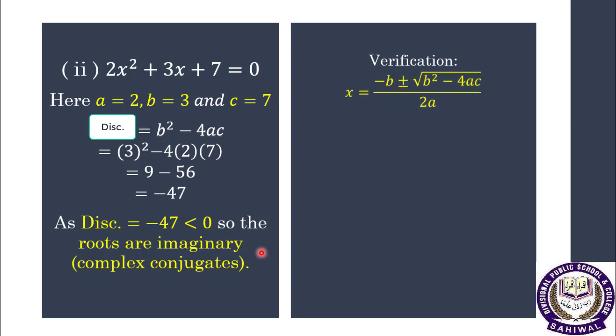We consider the quadratic formula, which is x is equal to minus b plus minus square root of b square minus 4ac over 2a. We put the values of a, b and c and get minus 3 plus minus square root of 3 square minus 4 times 2 times 7 over 2 times 2.